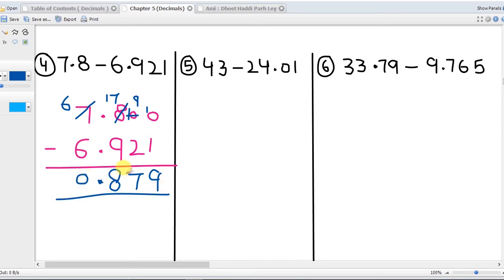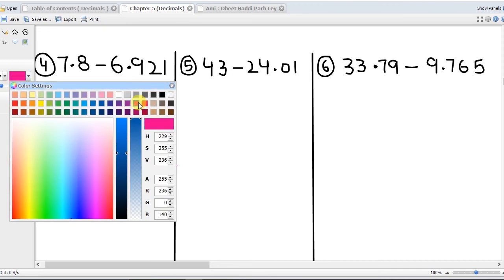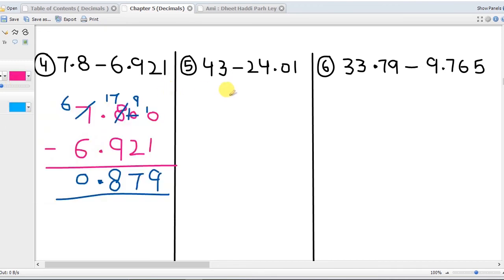So the final answer is 0.879, right? Okay, so far so good. Let's move on to the next question, which is 43. If there is no decimal point, it is on the extreme right side. Put the decimal point just below it, and then write 24 in the right positions, 0.01. If there are no numbers here, simply put 00.